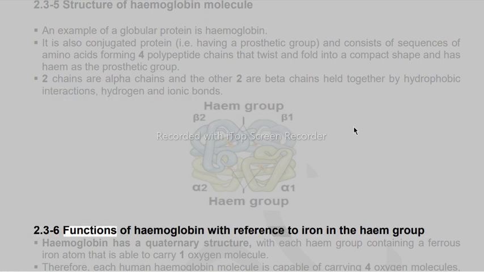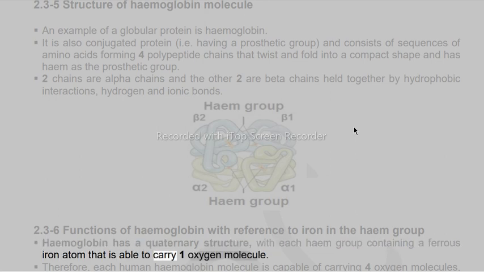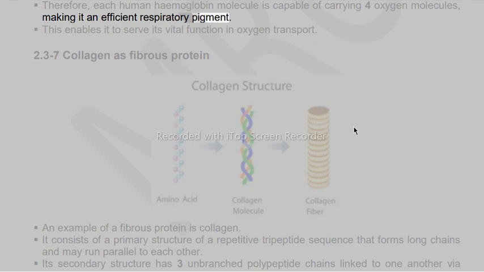2.3.6 Functions of hemoglobin with reference to iron in the heme group. Hemoglobin has a quaternary structure, with each heme group containing a ferrous iron atom that is able to carry 1 oxygen molecule. Therefore, each human hemoglobin molecule is capable of carrying 4 oxygen molecules, making it an efficient respiratory pigment. This enables it to serve its vital function in oxygen transport.